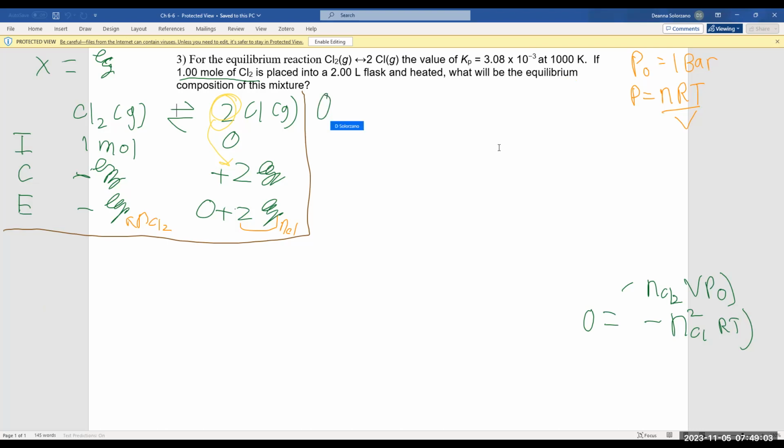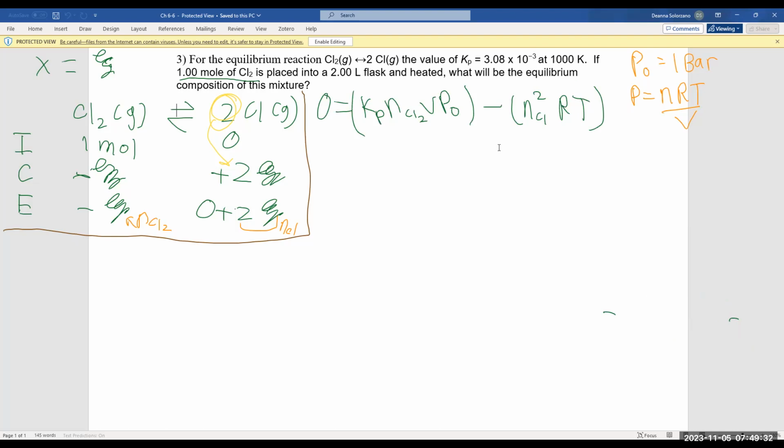And after all that, we get 0 is equal to Kp and Cl2 minus squared RT. I'll go ahead and erase this. So then from there, now we can plug these in. So this one's gonna come here. This one's gonna come here.